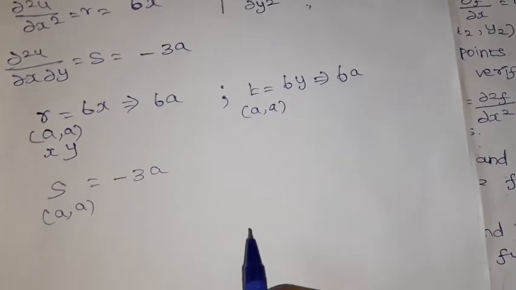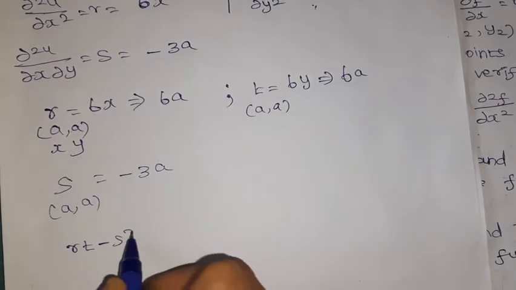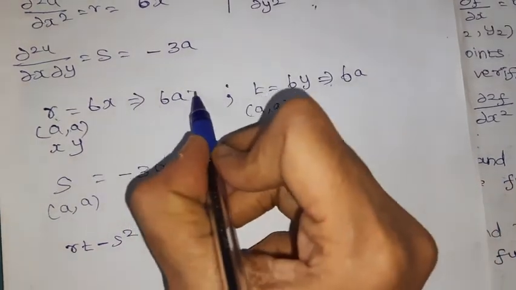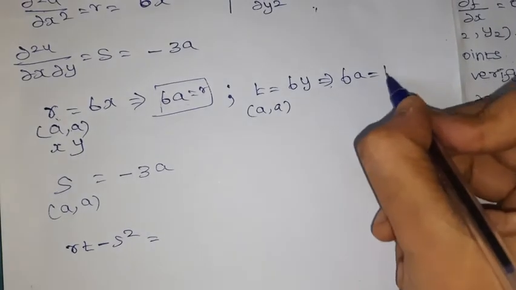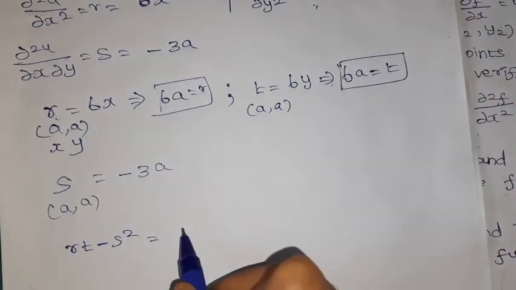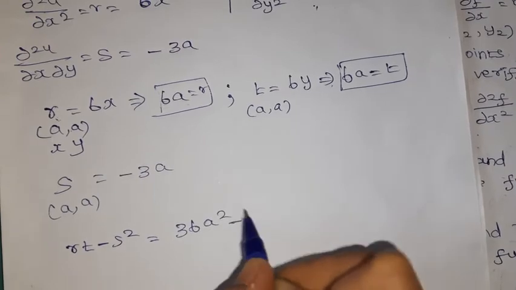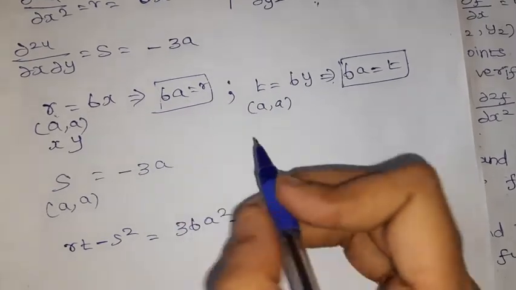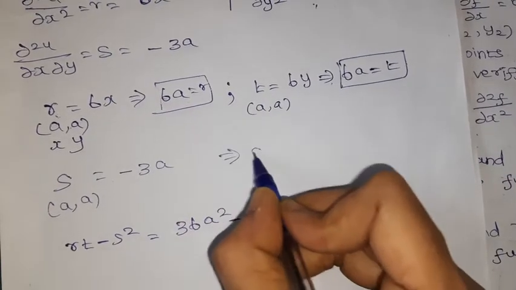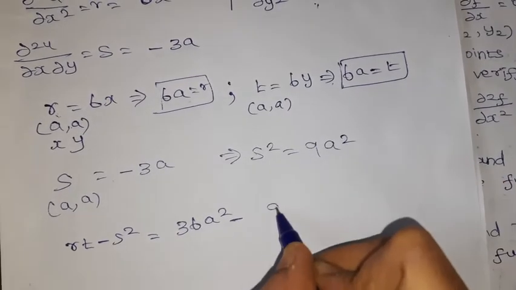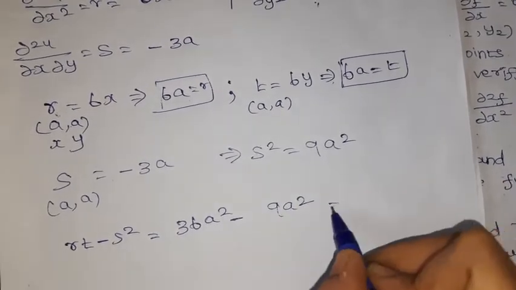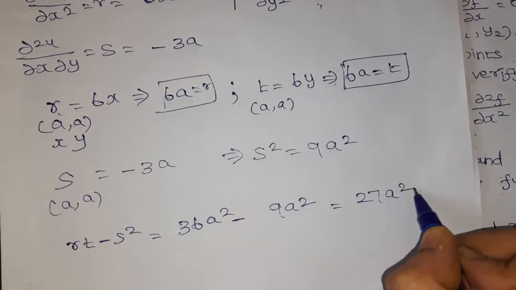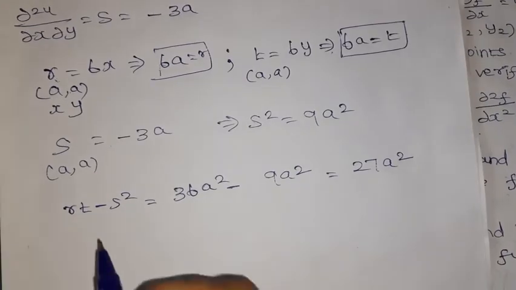Then what we need to find is RT minus S squared. R is 6a and T is 6a, so 6a into 6a is 36a squared, minus S squared. S squared is 9a square, so 36a squared minus 9a squared gives 27a square. Let it be.